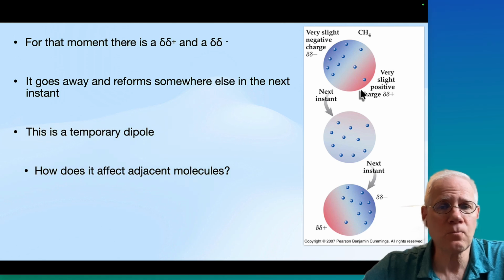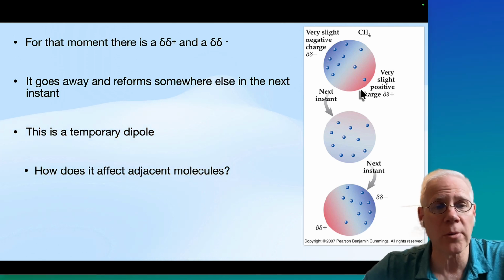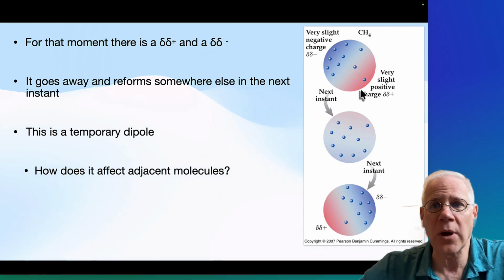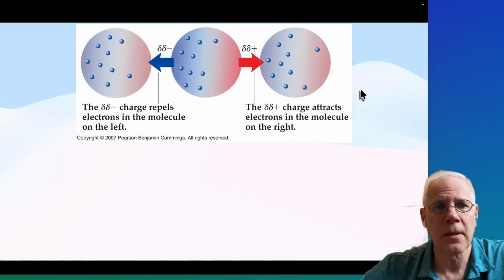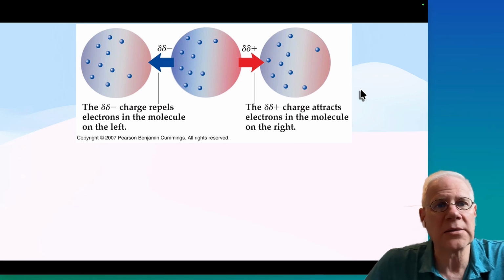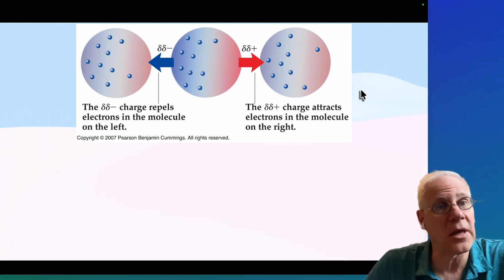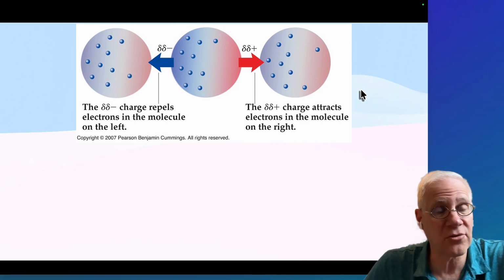Now, when a dipole forms just on a single molecule within a sample, we want to ask ourselves, how does that affect adjacent molecules? Well, we know that positives and positives repel, negatives and negatives repel, positives and negatives attract.